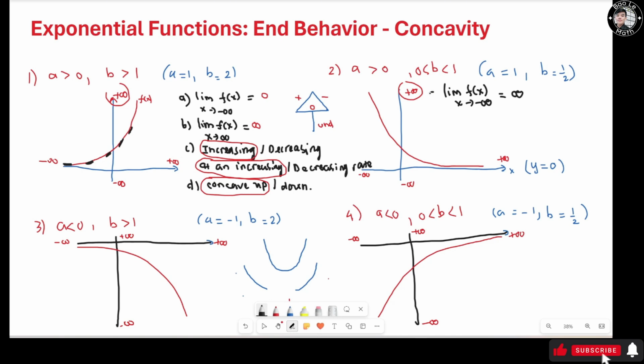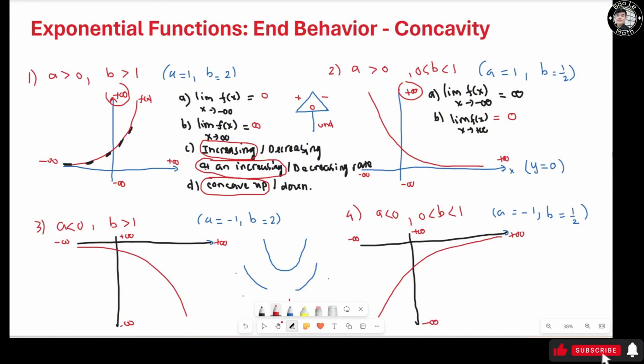Now, next one, the limit of the function f of s when s approaches positive infinity. So when s approaches positive infinity, which means s going further to the right, the function is getting closer to the horizontal asymptote, which is 0 right here. So this limit must be equal to 0.